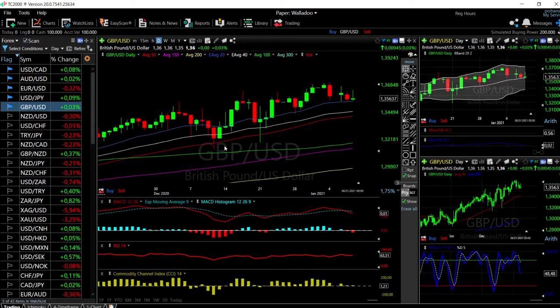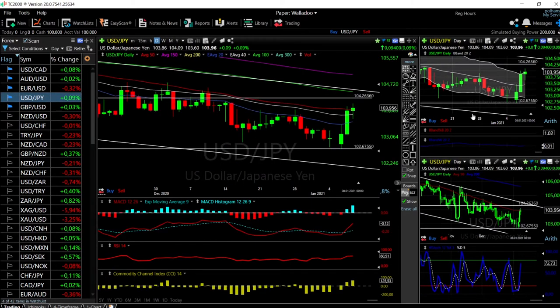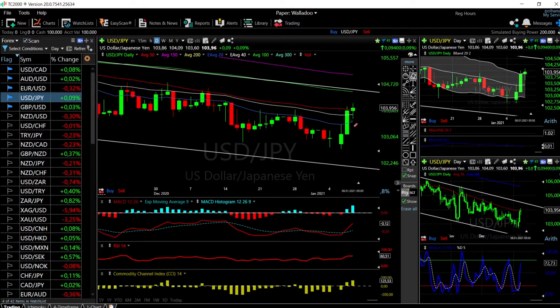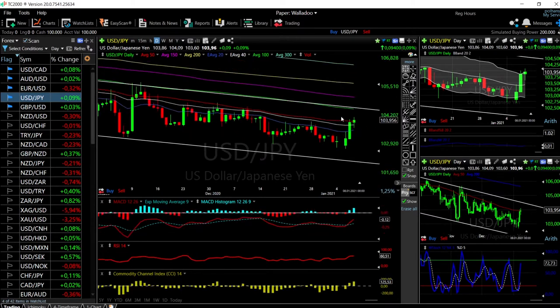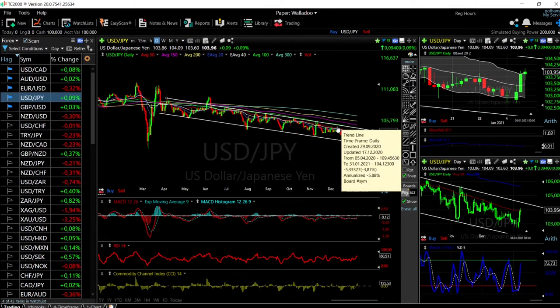So let's look at the US yen. We had quite a volatile session on Friday. We broke down quite significantly towards the 20 exponential moving average and then rallied above the 50 moving average. So this is a very encouraging sign. However, we have been here before several times.